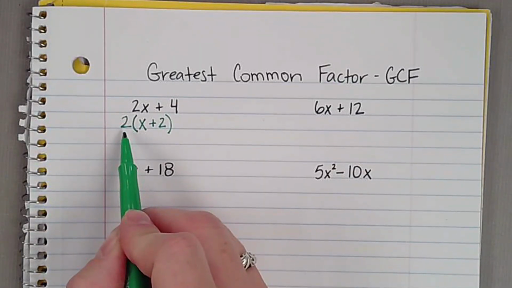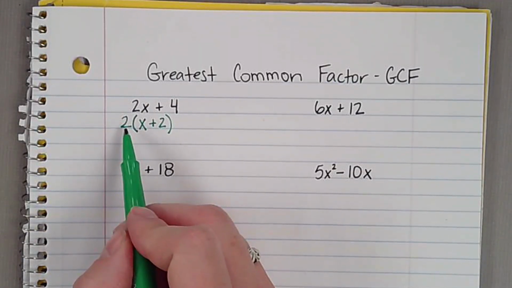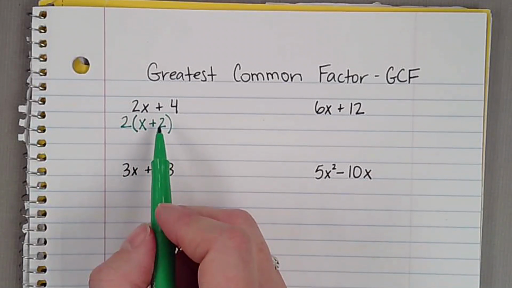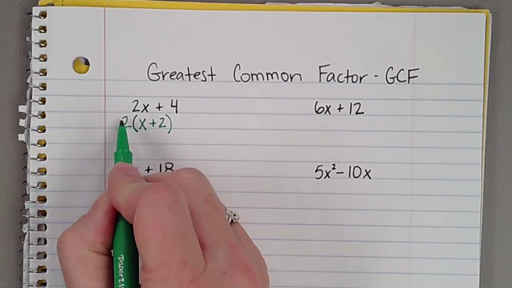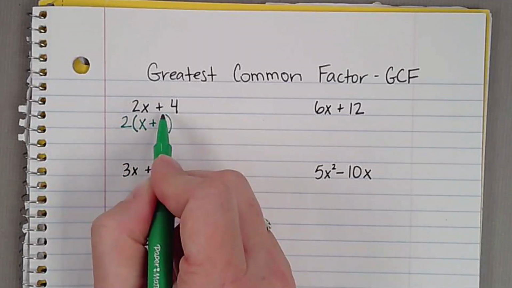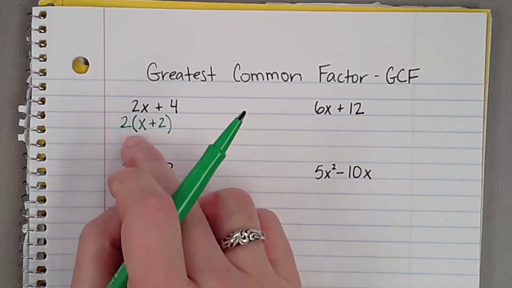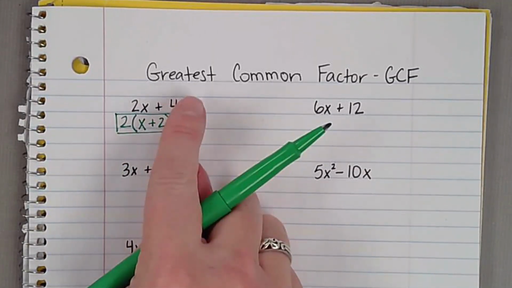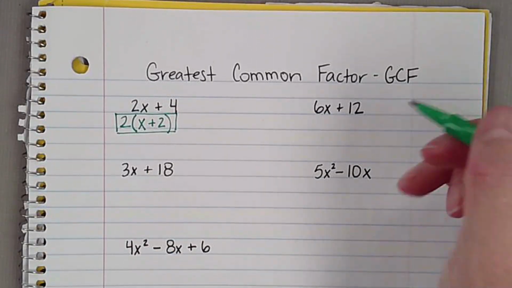So I took out my greatest common factor of 2, and then I showed what was left over in parentheses. If you want to double check your answer, you could always multiply. 2 times x gives me 2x. 2 times 2 gives me plus 4. And so this right here is where we took out the greatest common factor of 2x plus 4.